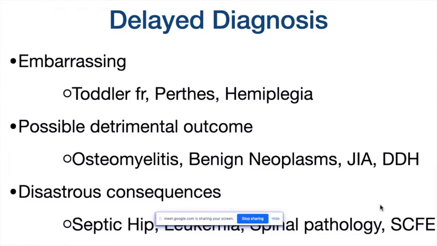Hemiplegia also. Then under detrimental outcomes: osteomyelitis, benign tumors, inflammatory arthropathy, DDH, which do not have very long-term consequences. Even if it is diagnosed by someone else after 2 or 3 months, it won't harm the kid. But if you miss a septic arthritis, leukemia, spine discitis, or SCFE, these can destroy the joints and can have long-term consequences, and even with treatment the child may not be able to have a normal life again. That is why it is very important to not miss these 3-4 possibilities.